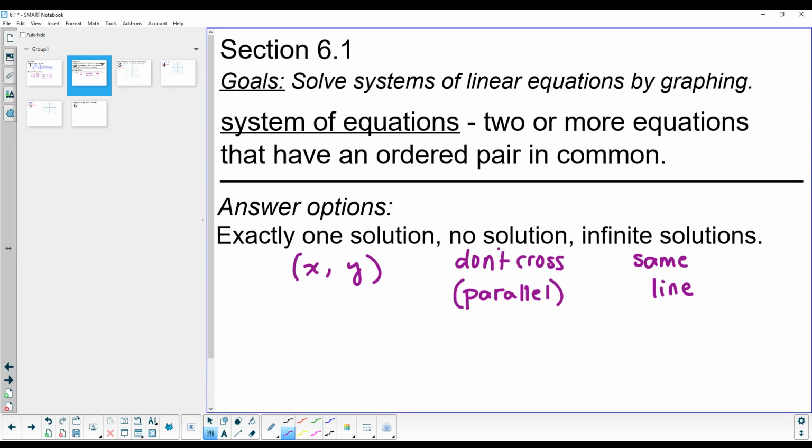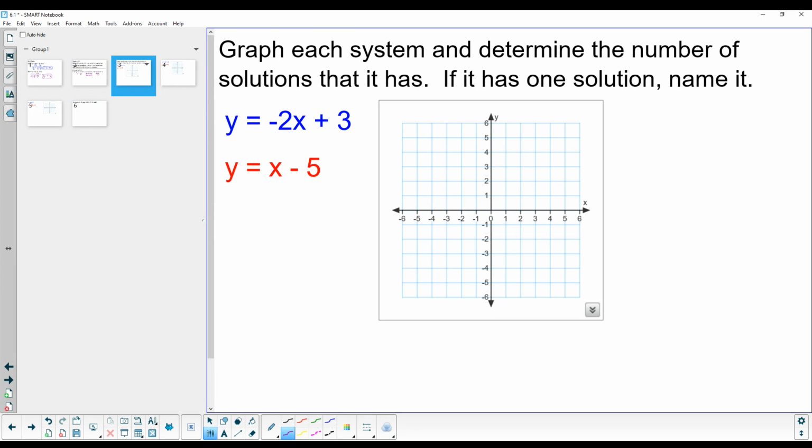Okay, so what we're going to be looking at here is going to be graphing these systems of equations and trying to figure out what their ordered pair is. Okay, so we're going to start out. We're going to graph y equals negative 2x plus 3 and y equals x minus 5. And then if it has a solution, we're going to name it. Okay, so I'm going to do mine in color here so it's easy to see which is which. First of all, always make sure your lines are in y equals mx plus b so that they're really easy to graph. So y equals negative 2x plus 3. Okay, that means that plus 3 is going to be my y-intercept. So on my graph, I'm going to go to 3 and put my point right there.